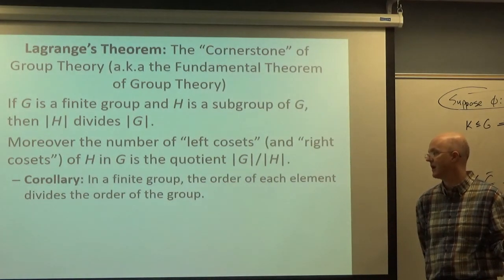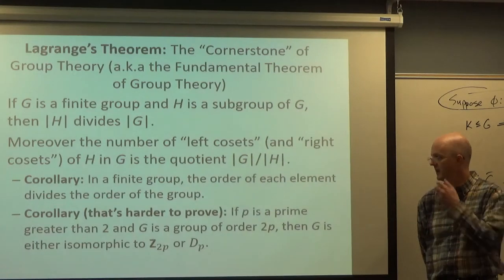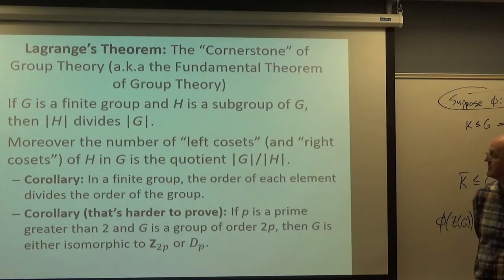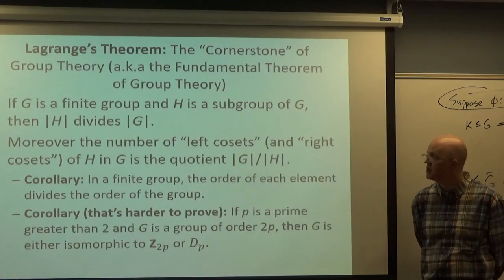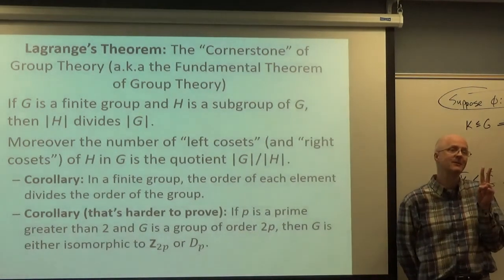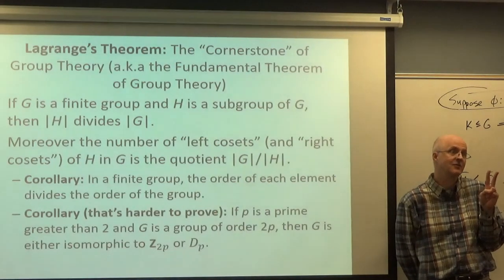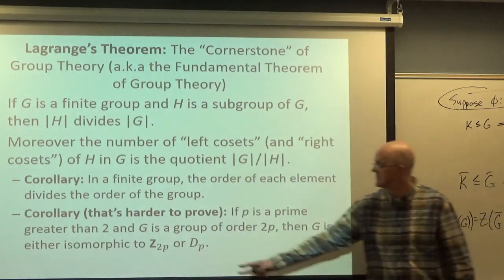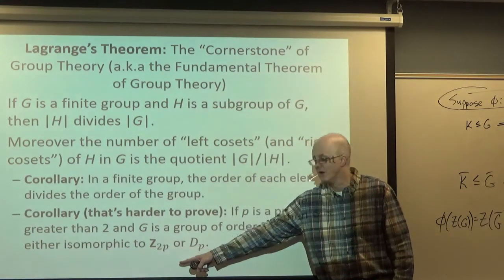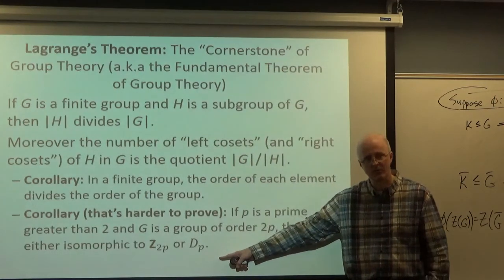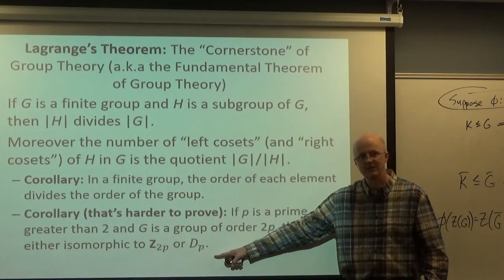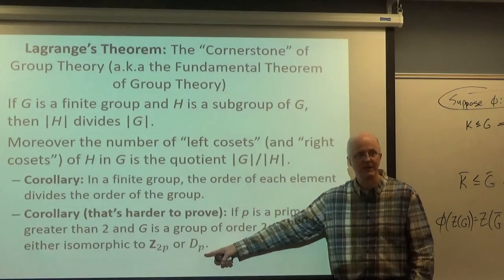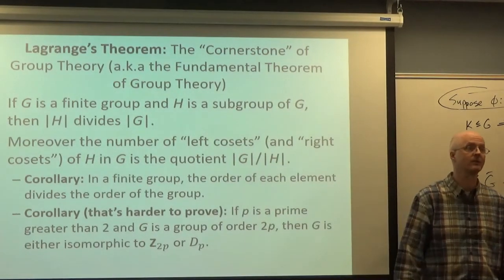Another corollary that's much harder to prove, is proved in the book and is labeled as a theorem, is pretty interesting. If p is a prime greater than 2 and G is a group of order 2p, then there's only two possible things that G could be, so to speak. Two groups it could be isomorphic to. Either Z_2p, the cyclic group of order 2p, or D_p, the dihedral group of order 2p, symmetries of a regular p-gon, including both rotations and reflections. It's got to be isomorphic to one of those two things.